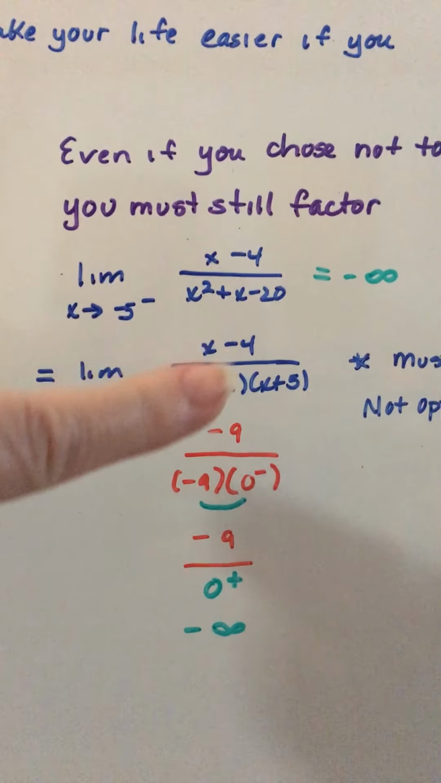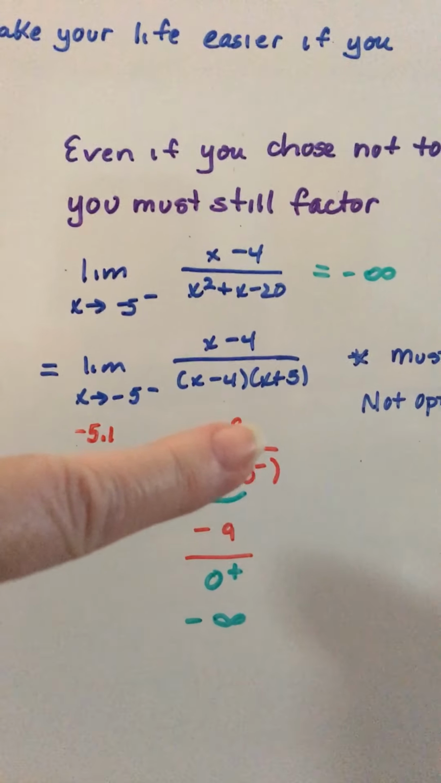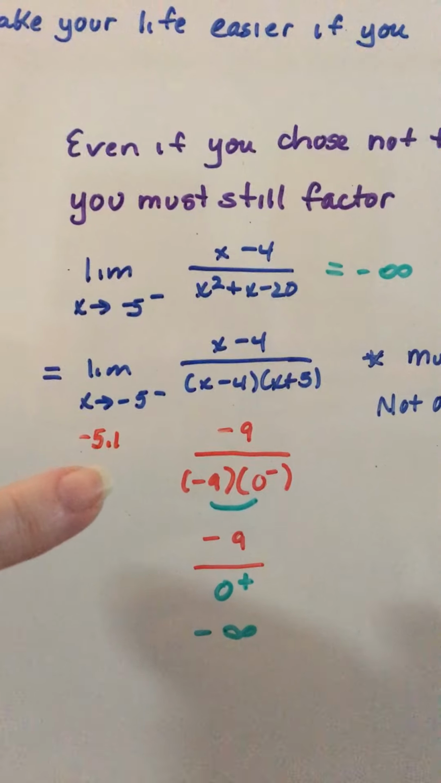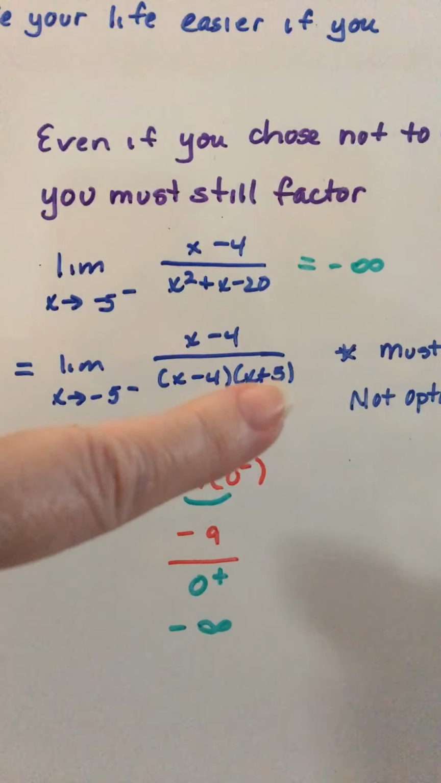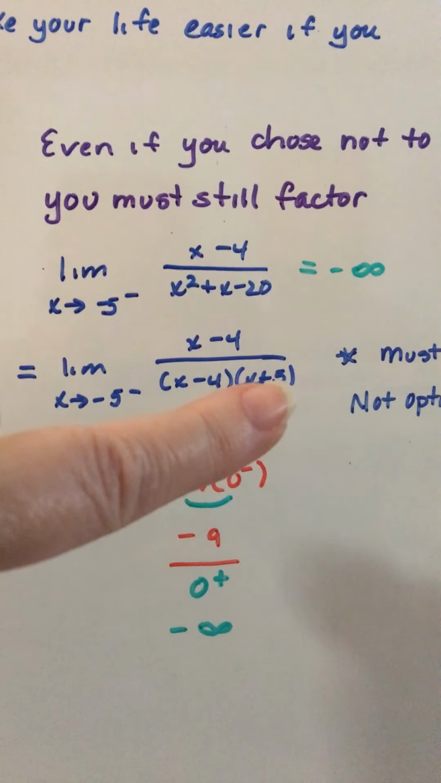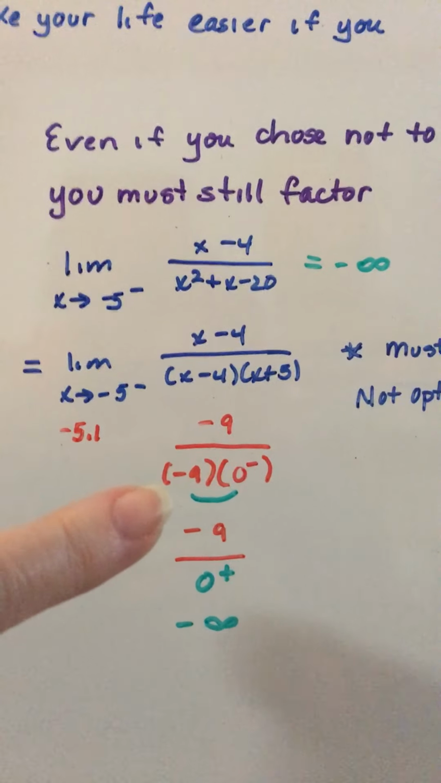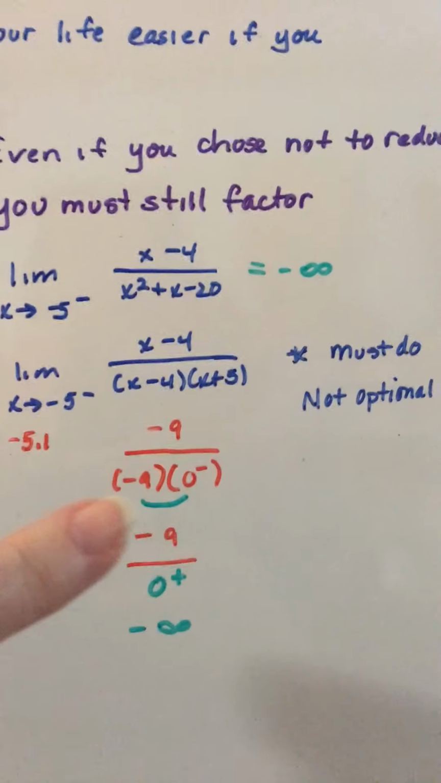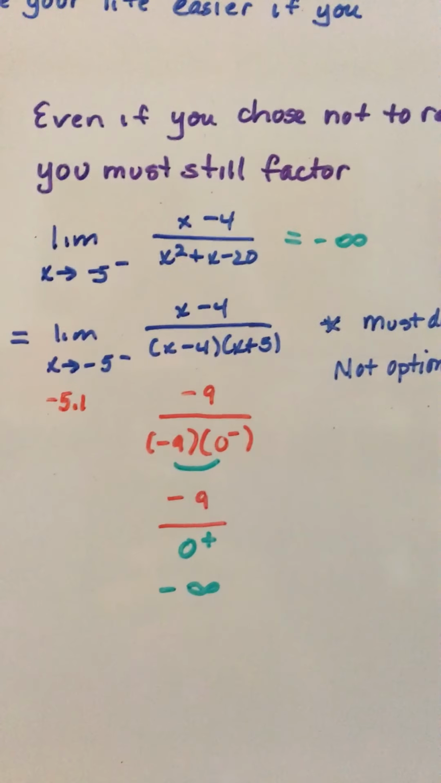I get -9, -9, and 0. So I have -9, -9, and 0. Now I try negative 5.1 and I plug it in. Ooh, negative 5.1 makes the 0 part negative. So this is really negative times negative, and negative times negative is positive, and negative over positive is negative infinity.